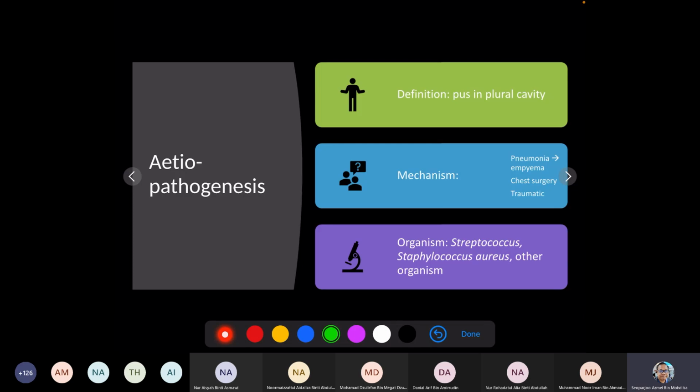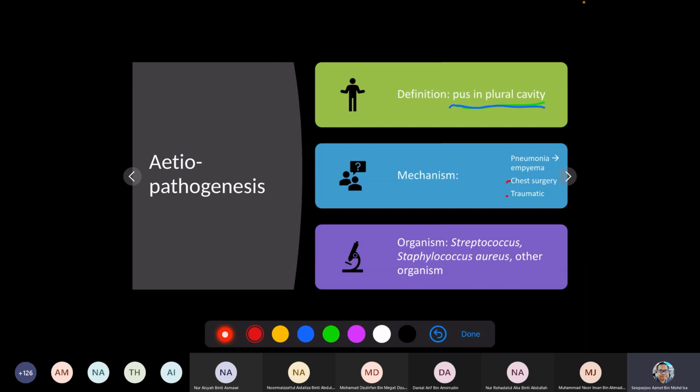Next, the definition is pus within the pleural cavity or pleural space. The mechanism usually starts with pneumonia, which then spreads to the pleural cavity and causes empyema. Or sometimes you can see empyema in the chest after chest surgery, or after trauma. So direct trauma, as I mentioned previously, like a stab wound or gunshot wound, where the stabbing object contains a lot of bacteria, so it can cause pneumonia and empyema for this patient.